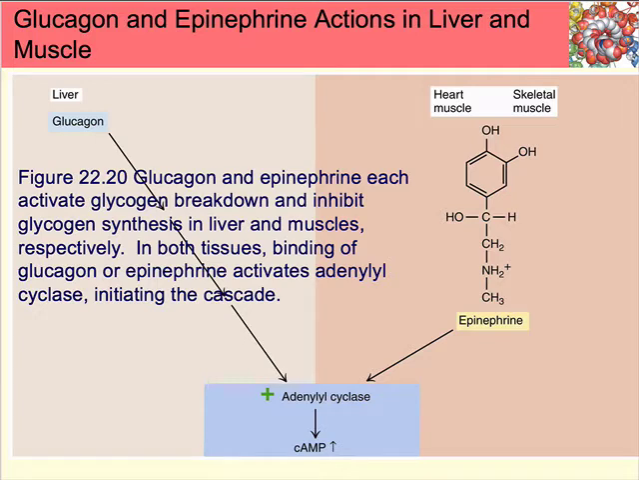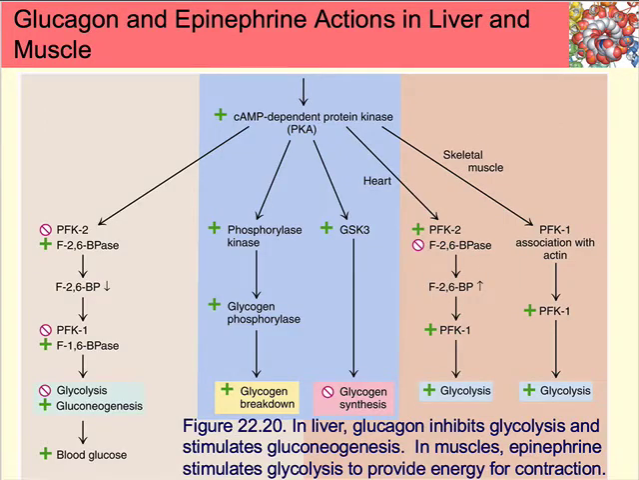Glucagon secreted by the liver activates adenylyl cyclase, which produces cyclic AMP, and heart muscle and skeletal muscles can release epinephrine, which also activate adenylyl cyclase. Adenylyl cyclase stimulates the cyclic AMP-dependent protein kinase, also known as PKA, and its activation activates a large number of processes in the cell that lead to glycolysis and gluconeogenesis and glycogen breakdown.